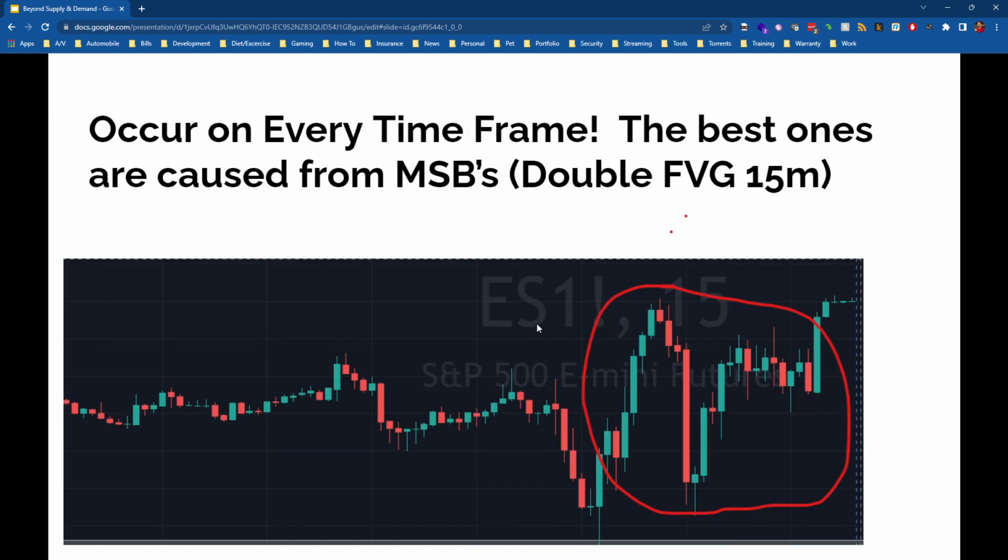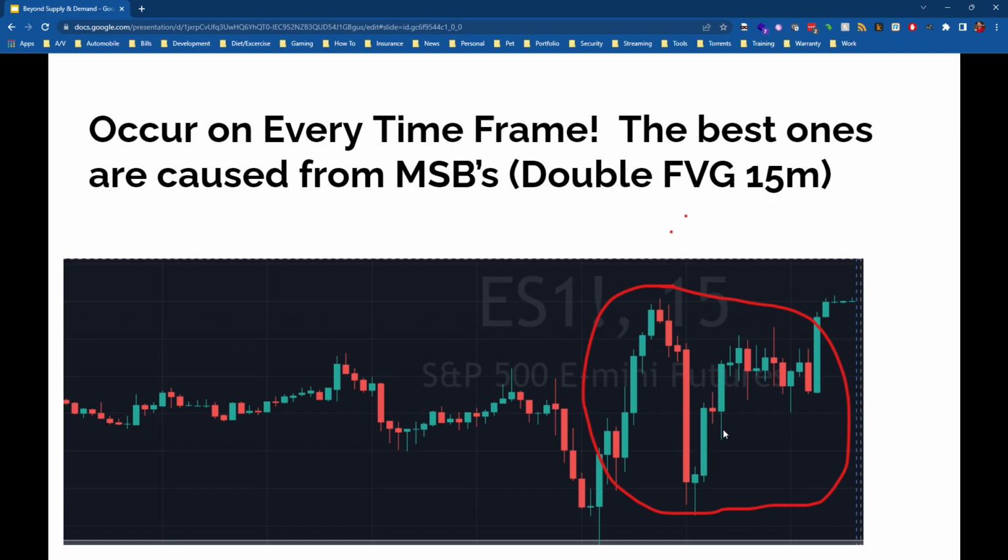And I mentioned they do occur on every time frame. This is a screenshot of the 15-minute chart where we had a fair value gap at this point to the upside, and then it filled. However, this filled very fast, and this essentially caused another fair value gap where all this price action, there was no auction process happening here. Sellers immediately took over, it dumped, now it's appealing to buyers again.